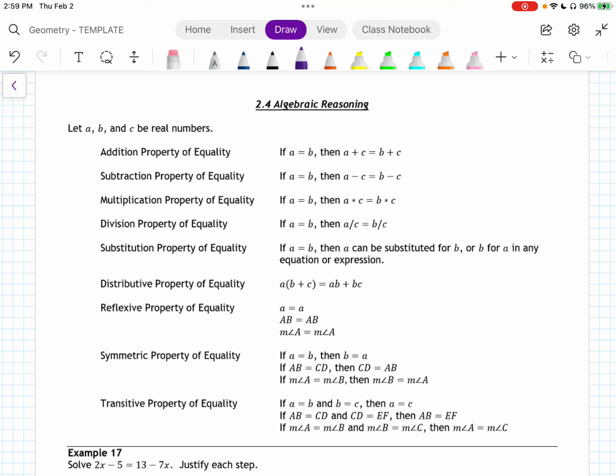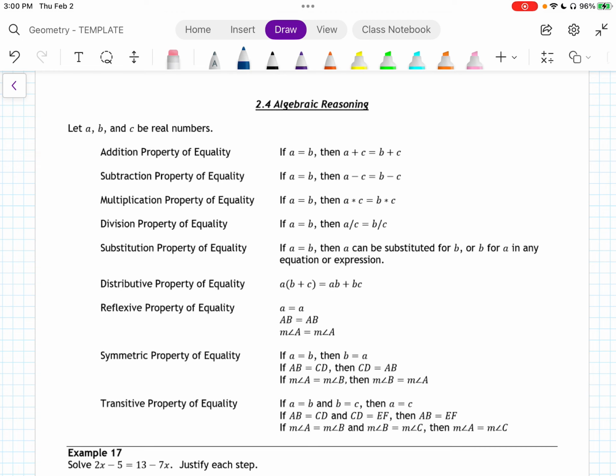All right, here looking at section 4. This is algebraic reasoning. Now, in this section, if I remember correctly, everything we already know. It's just that we're going to really painstakingly go through and explain why we know what we're doing. Okay, all these up here, all these rules, we should know them all already, but we're going to actually have to use them.